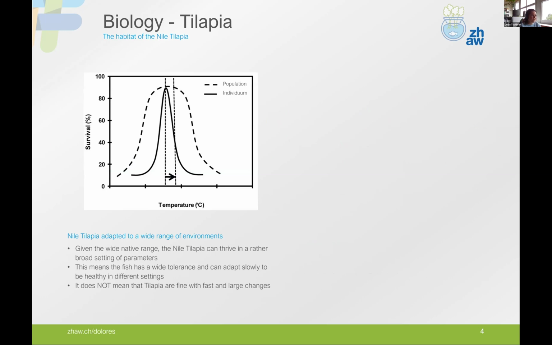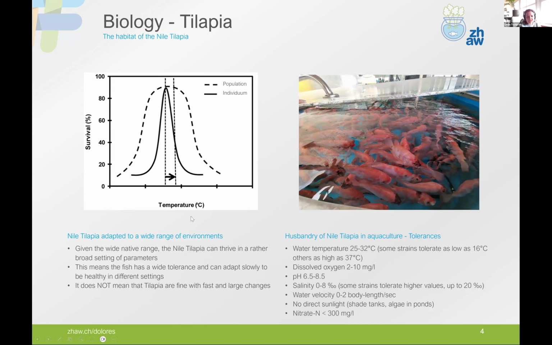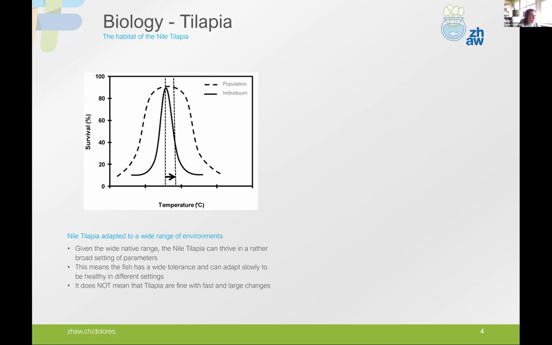Because the tilapia is native to such a wide range, it also has learned to live in a very wide range of environmental settings. So it means that the fish have a wide tolerance and can adapt easily to slow changes. It does not necessarily mean that a single tilapia or your group of fish in your tank will deal well with fast and large changes. But if you have your whole population that can adapt to all these ranges, your species can be somewhere here, and you can change them as long as those adaptations go slowly.